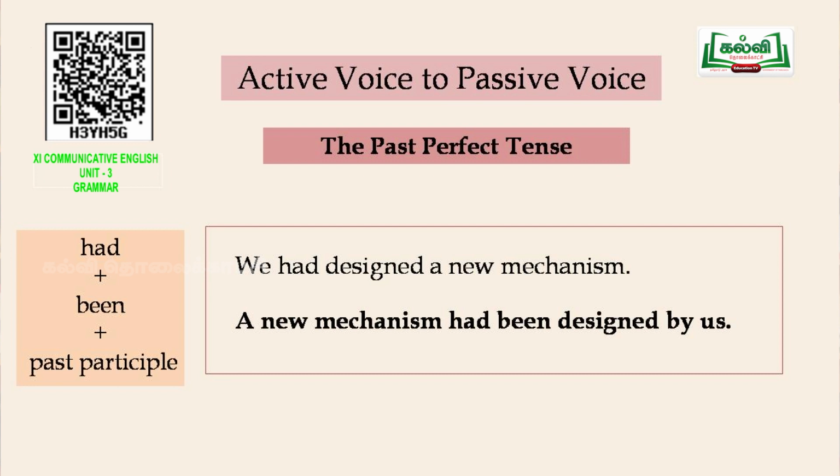Sentence 1, we had designed a new mechanism. So a new mechanism is your object. That becomes the subject of the sentence in the passive. A new mechanism, singular or plural doesn't make any difference. Now it is singular, had been designed by us. I use by us because I am emphasizing that we had designed, not somebody else. So a new mechanism had been designed by us.